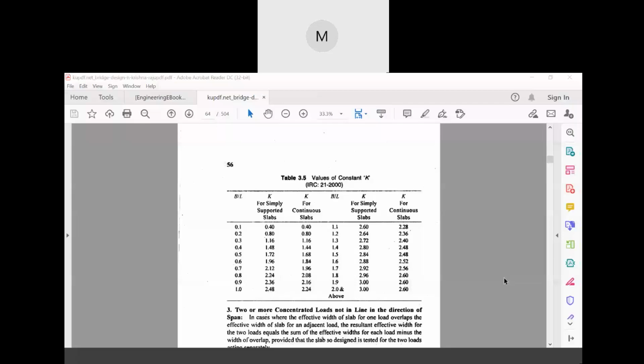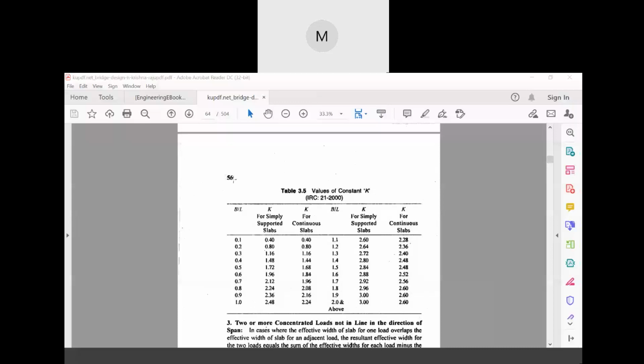K is the constant depending upon the ratio d by L. Now the value of K for different ratios of d by L is compiled in table 3.5. Now these are the values of constant K. Just take a screenshot of this because these are all important for your exam.